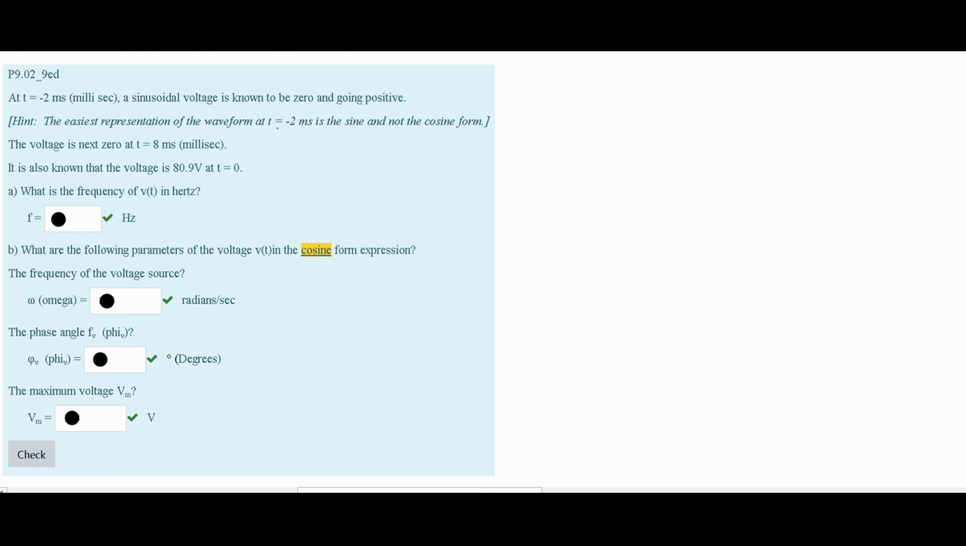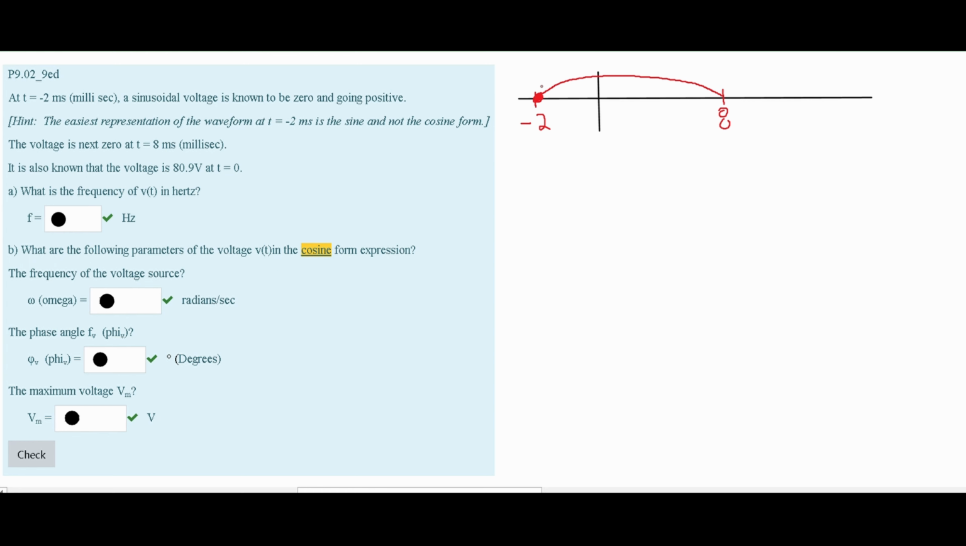First, we're going to graph the first part of this. Our graph will look something like this. We start at negative 2, in milliseconds, and our next 0 is at t equals 8 milliseconds, so it's going to be right here. We're using a sine to represent this, so it starts here and goes up like this. This is half a period.